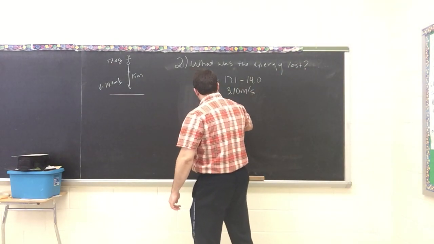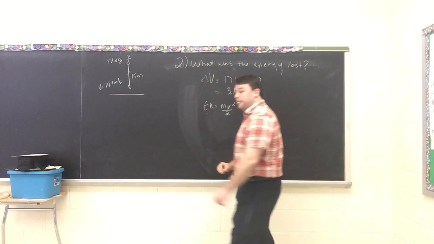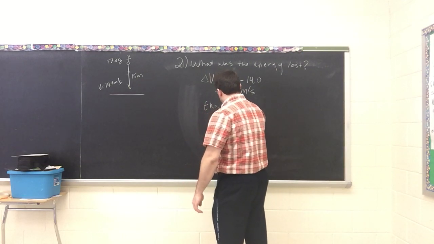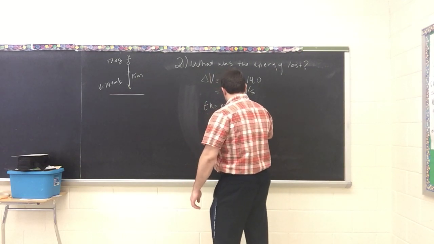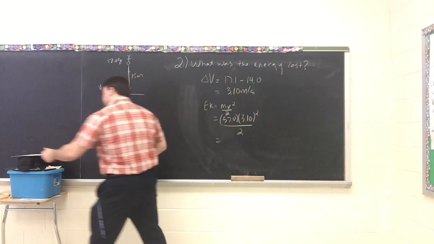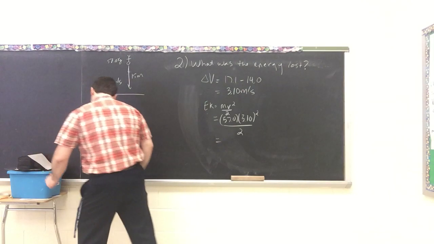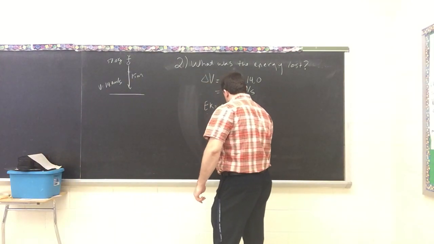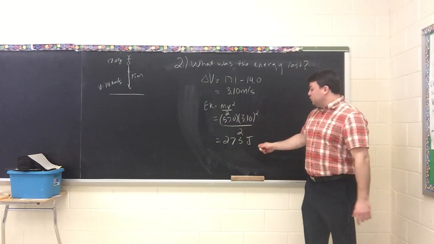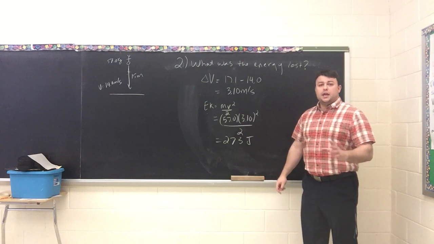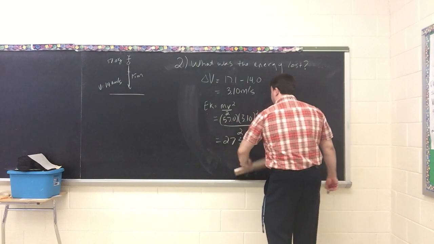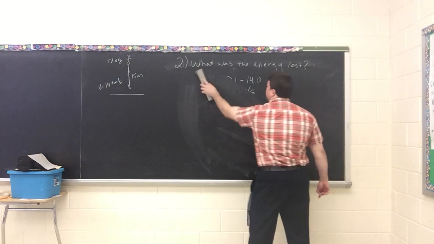EK equals mv squared over 2. The mass is 57. The velocity is 3.1. 57.0 times 3.10 squared, all over 2. This gives us an answer of 273 joules. Now remember, any energy that we're dealing with is always in joules, never in newtons, never in meters a second. The unit we use for energy is joules. So for our third and final step, we know the energy loss.